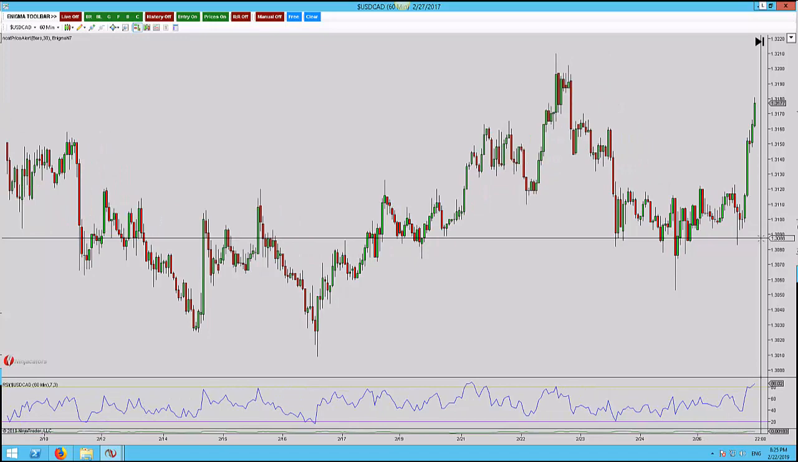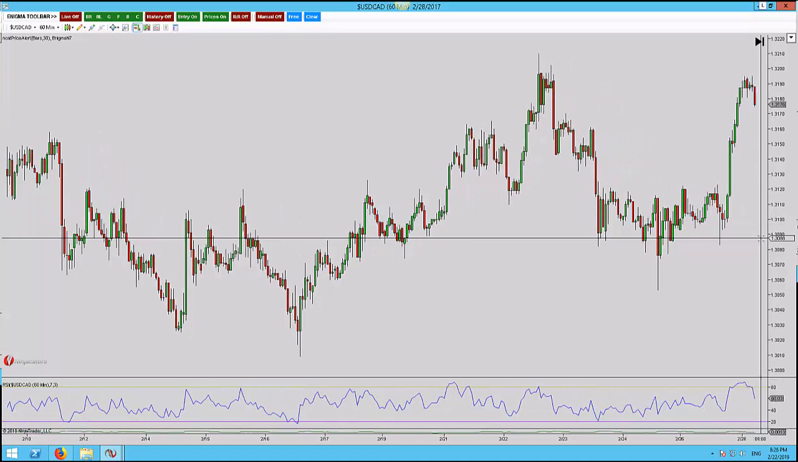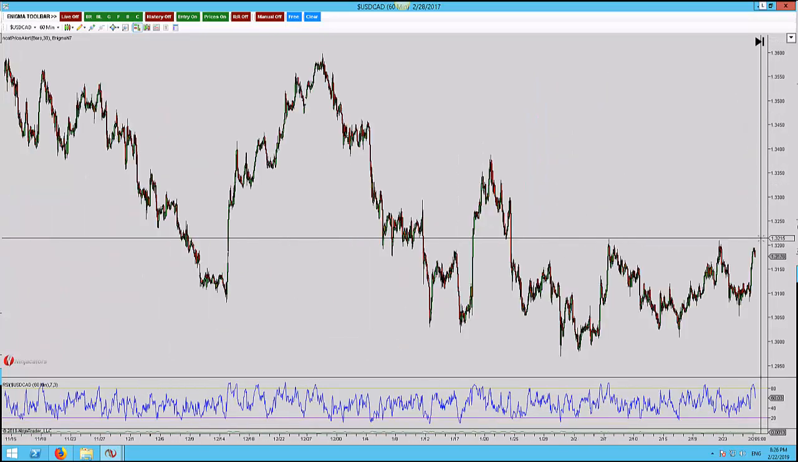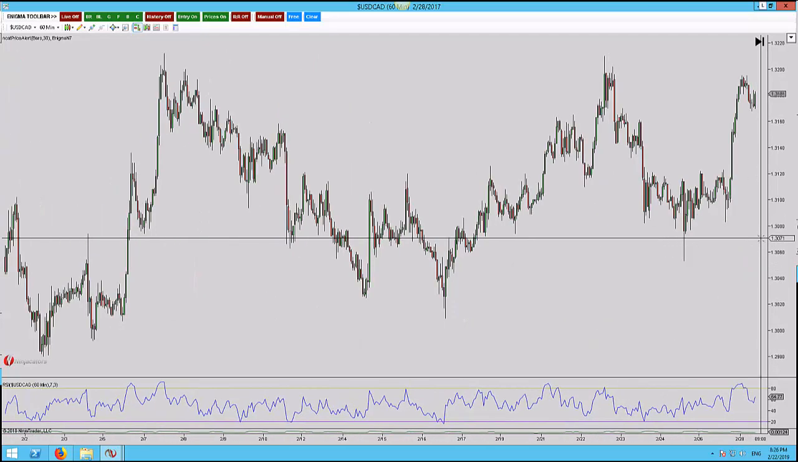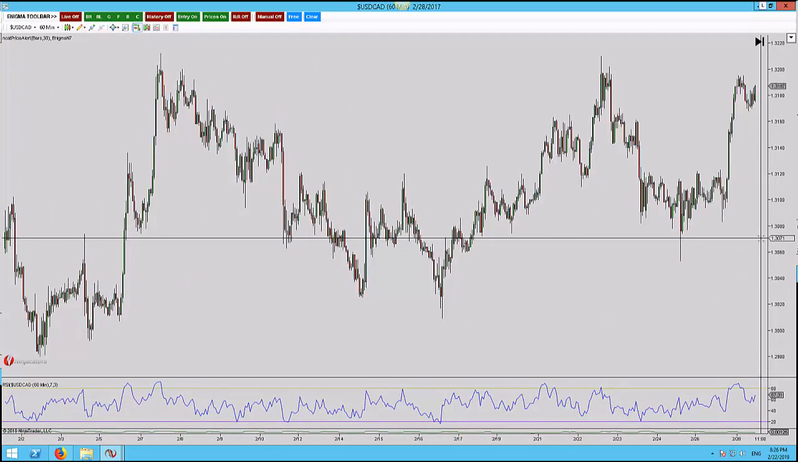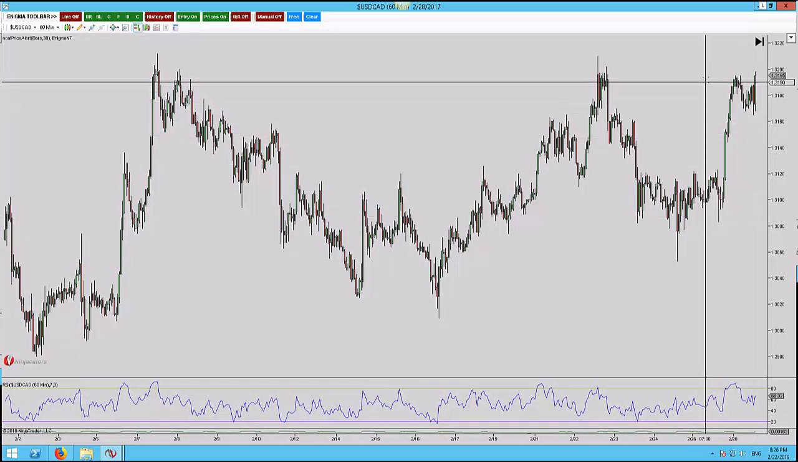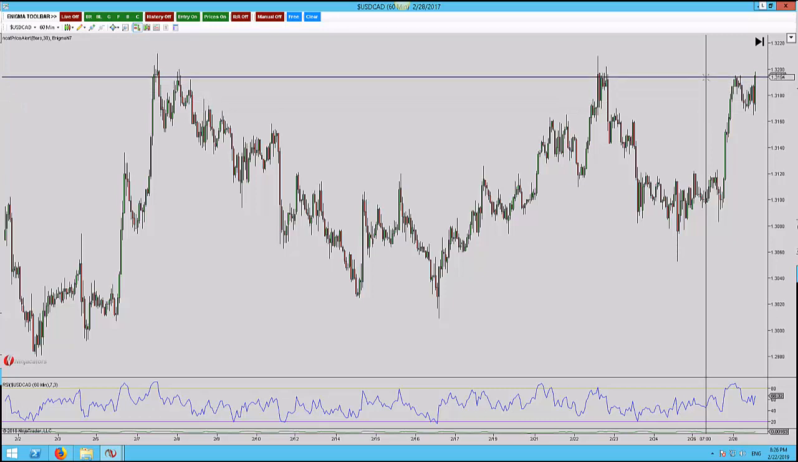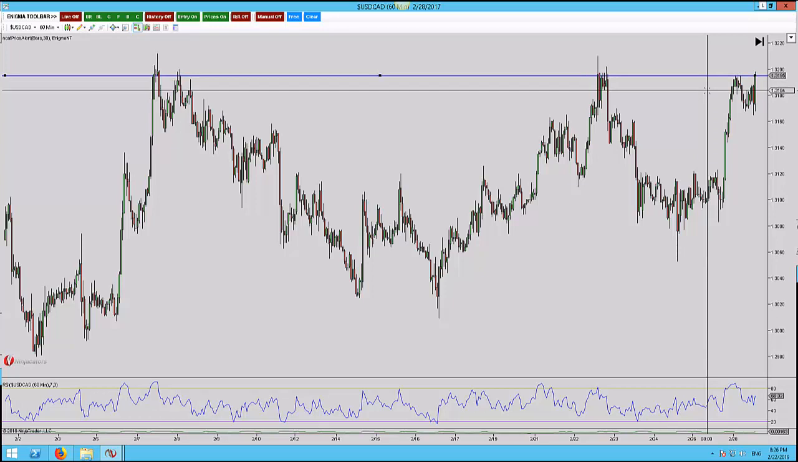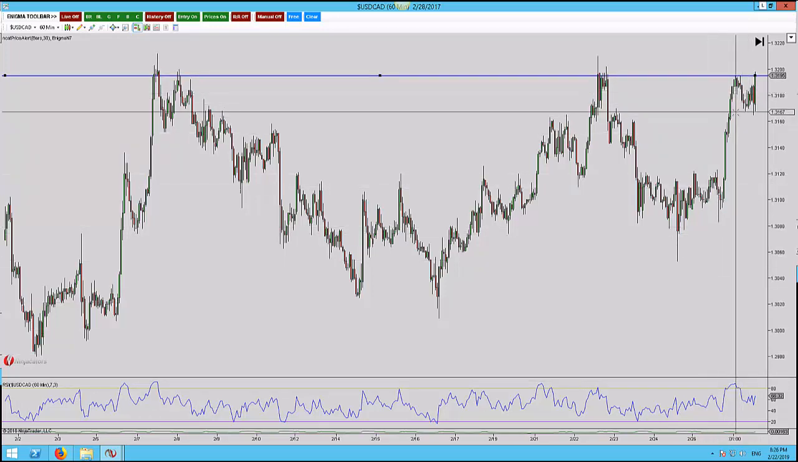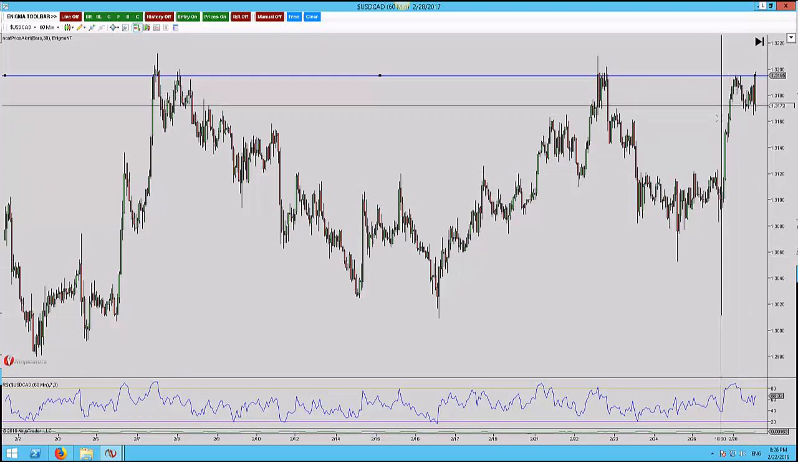So we are consolidating on the dailies. We've just seen a pop to the upside. Not much going on here. Double top potentially. Okay, we have now double topped. We've got the RSI confirmation. We've double topped after a nice run.